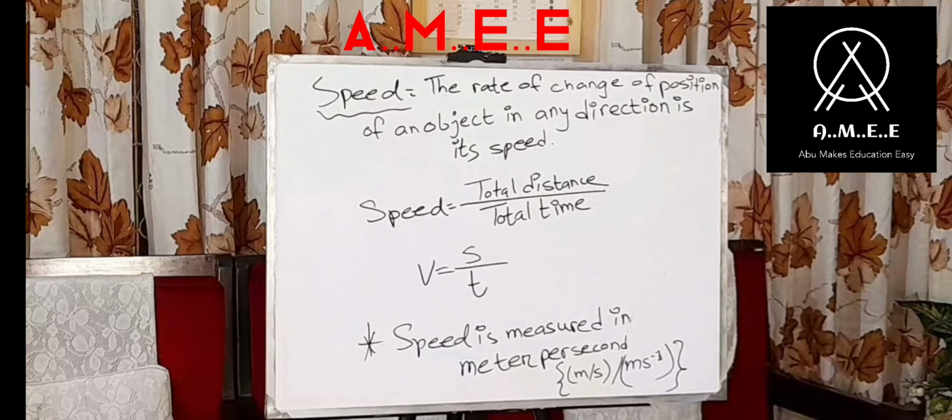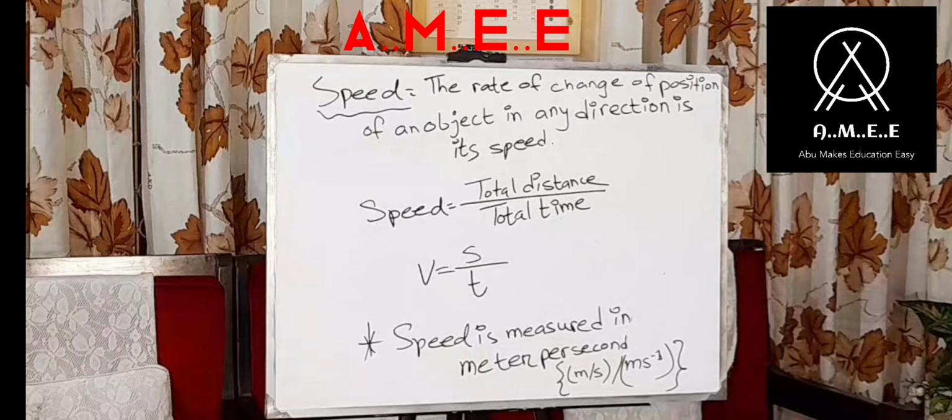The formula is that speed is equal to total distance traveled divided by total time. The total distance the car has traveled is 10 kilometers, which we have found to be 10,000 meters. So 10,000 meters by total time. The total time was given as 2 hours, which we have found to be 7200 seconds. So 10,000 meters by 7200 seconds is 1.389 meters per second.